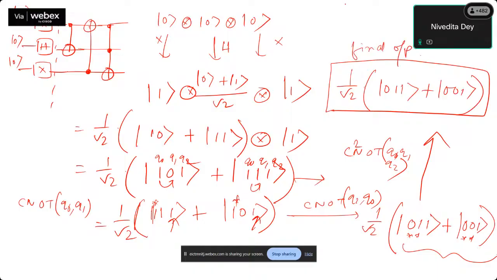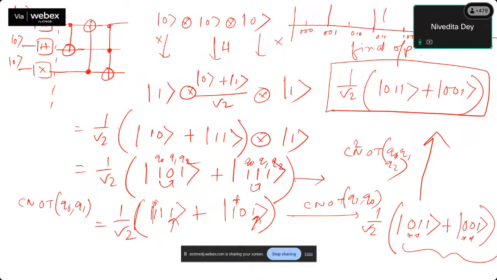Output. That means in your probability density function for the 3 qubits, what are all the variables? 000, 001, 010, 011, 100, 101, 110, 111. So 011, this thing, and 001, this thing will be high.